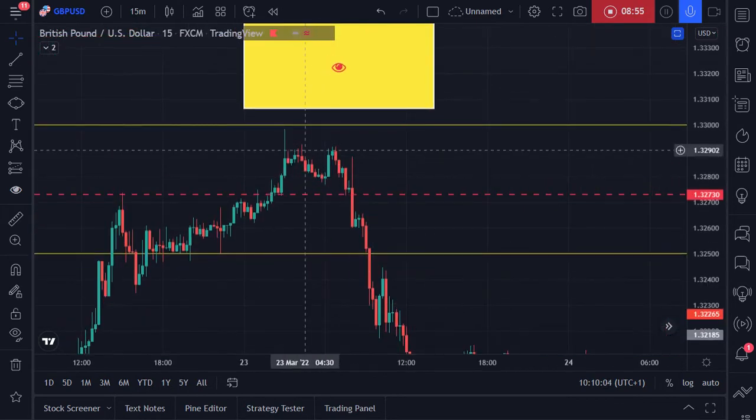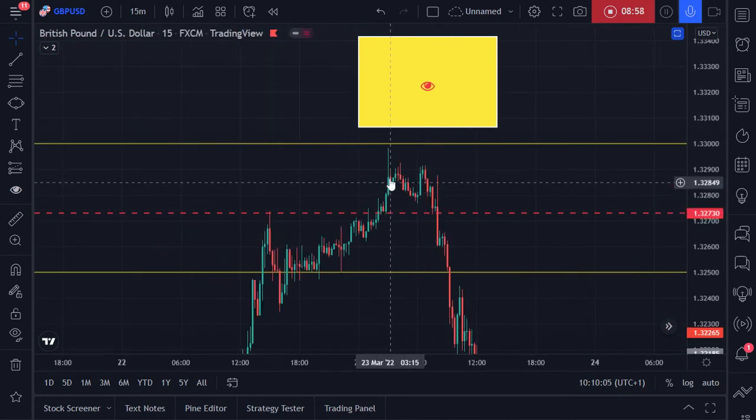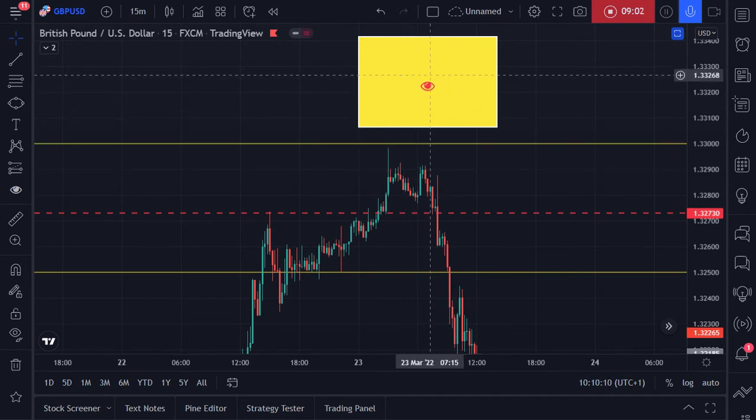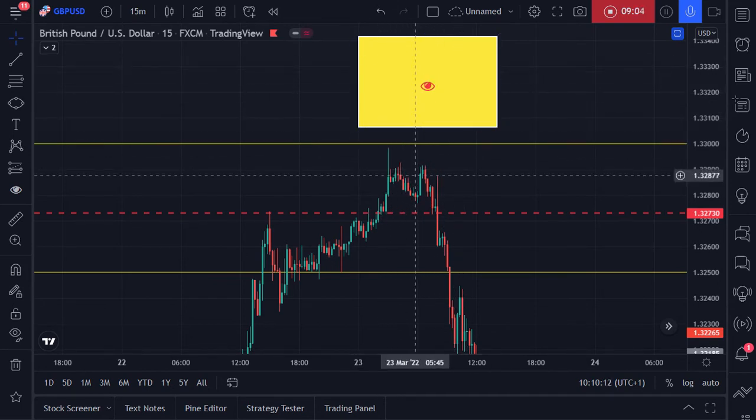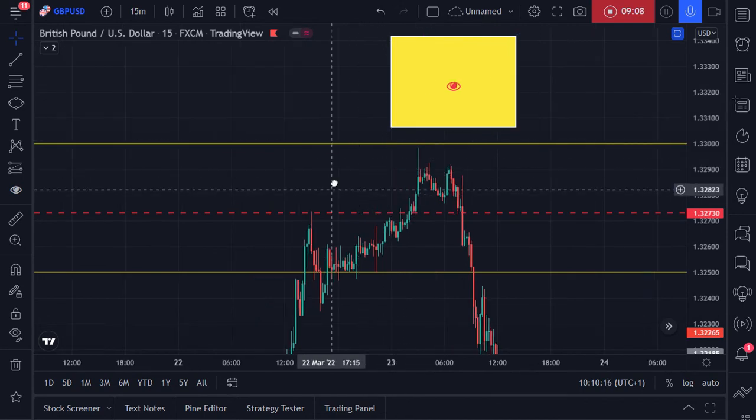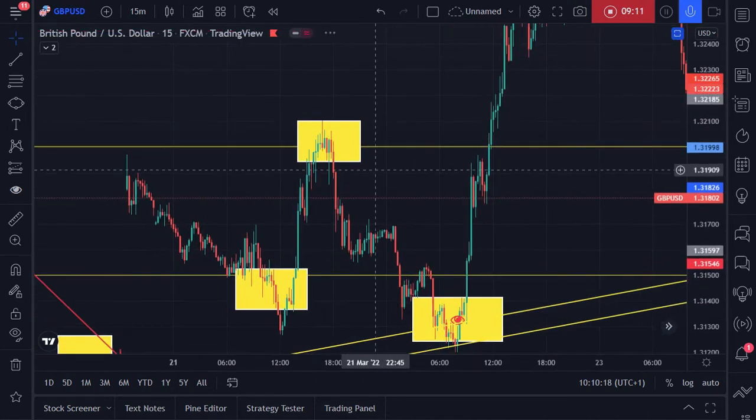Now we have another point of interest here. As you can see, we have a nice double top at this area, but price failed to get into my point of interest. So this is actually an issue. Once price fails to get into my point of interest, I don't take that trade, I skip it. So let's continue.